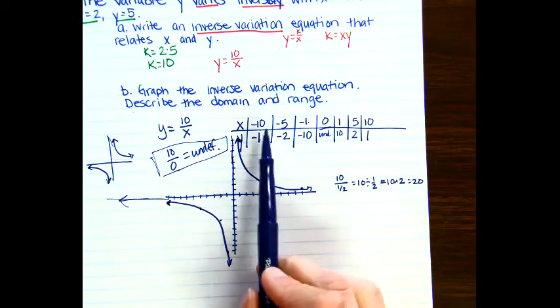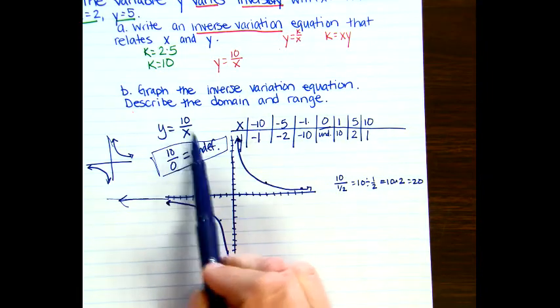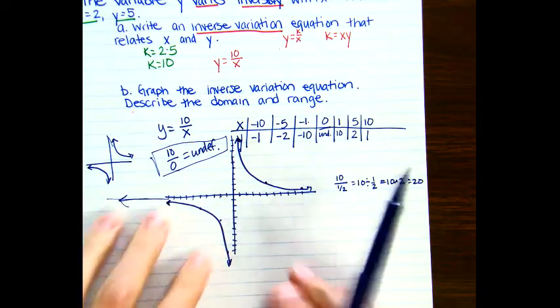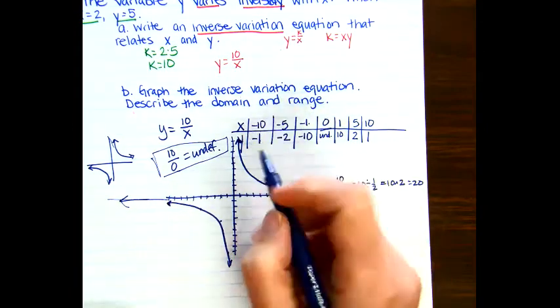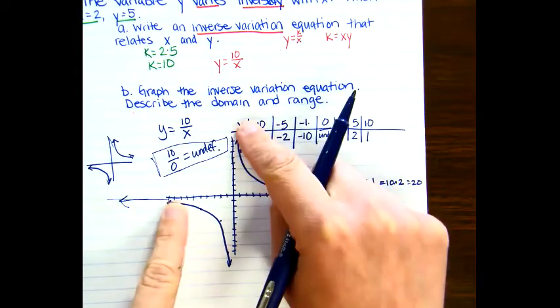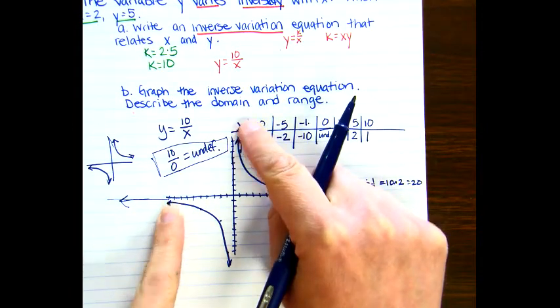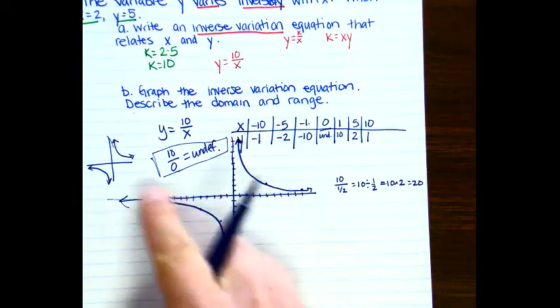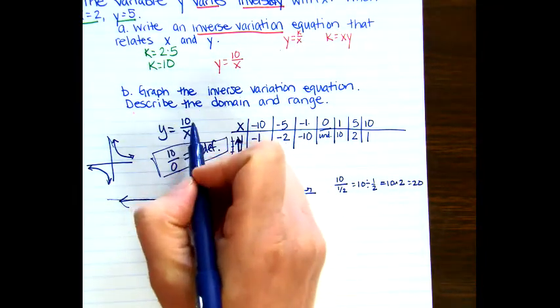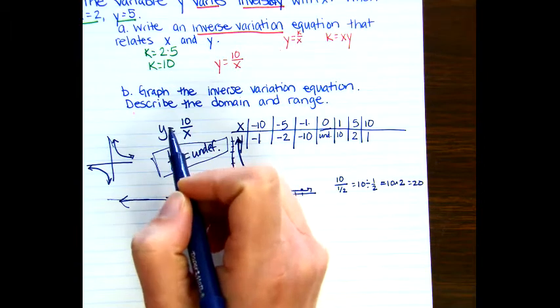So you can pick a couple of points, plug them in, get a graph that makes sense, but just remember your inverse variation graphs always have these two branches that never touch, and they never touch the x-axis or the y-axis when they're in this form, y equals k over x.